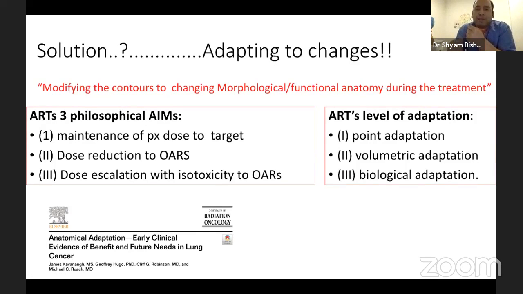The solution is adapting to the changes, that is, modifying the contours to the changing morphological or functional anatomy during the treatment. So basically this is called ART, or adaptive radiotherapy, and it has three philosophical aims. One is to maintain the prescription dose to the target. The second aim is dose reduction to the OARs, although both of these are intermingled. And third is dose escalation with isotoxicity to the OARs. And what are the levels of adaptation? It can be point adaptation, volumetric, and biological adaptation.